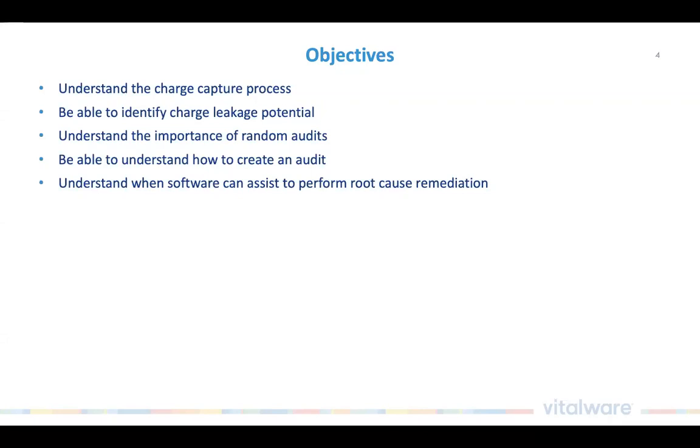Where to look for charge leakage potential, and sometimes it's in the most mundane of places. How to do random audits and why they're important. How to create an audit. It's more than just the OIG work plan. It's creating an audit for your department to make sure you're not losing revenue, and understanding when software can help.